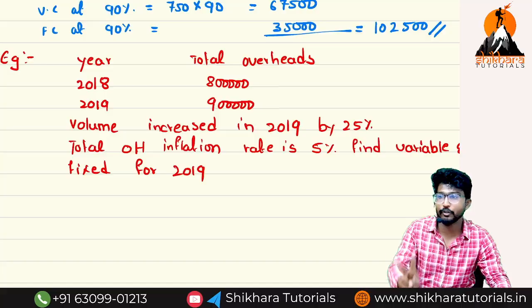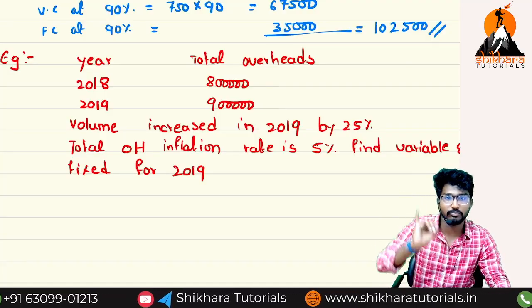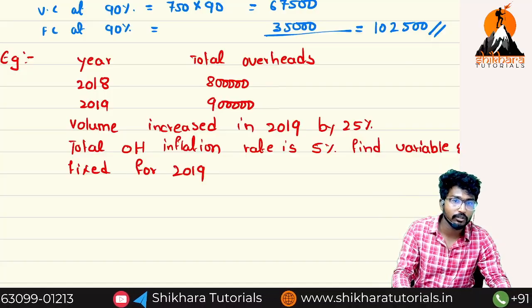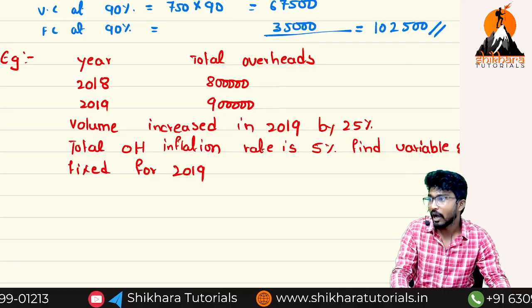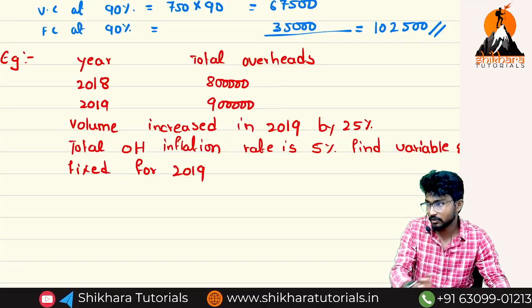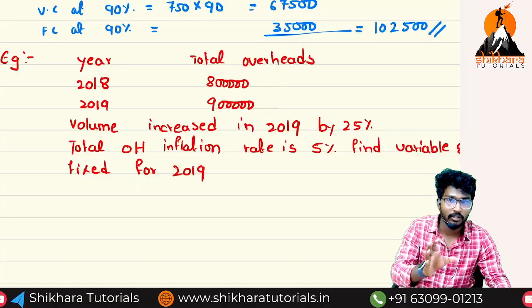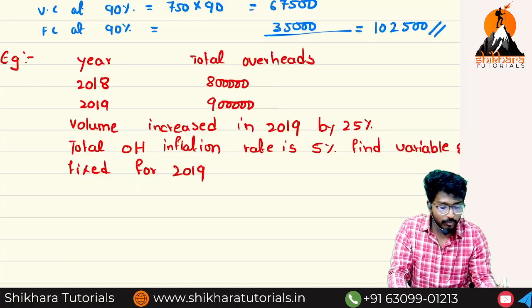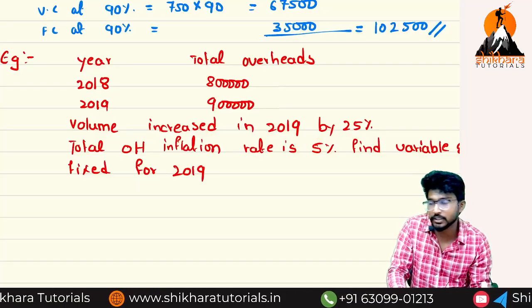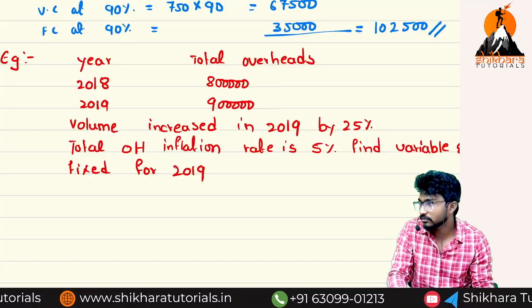This change happened due to two reasons. One is change in volume. Volume is changed by how much? 25%. Another one is due to change in rate. Rate changed by how much? 5%. Now I am making this rate constant. That means if rate is not changed, then what will happen?